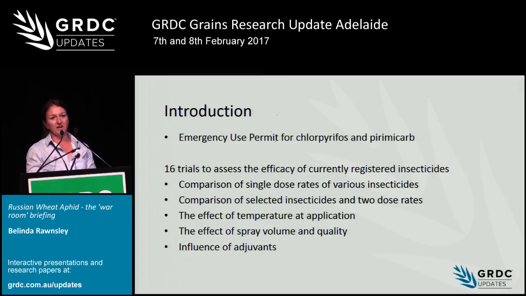So there was a series of 5 trials looking at the comparison of single dose rates of insecticides, a number of SP insecticides and some dose rates, the effective temperature at application, because as we know pirimicarb can have variable results when used at cool temperatures, the effective spray volume and quality, and the influence if we add adjuvants to those insecticides. So these 5 trial series were conducted in South Australia and Victoria. We had 9 trials in South Australia and 7 in Victoria.